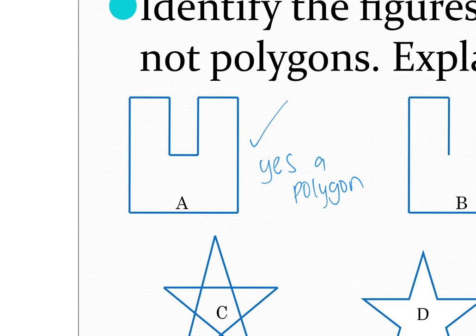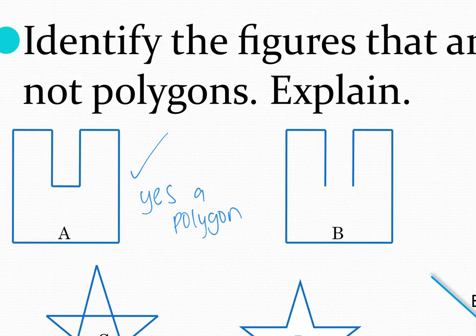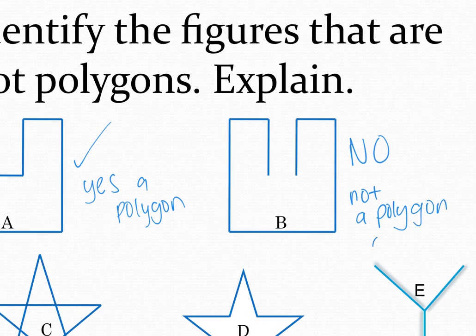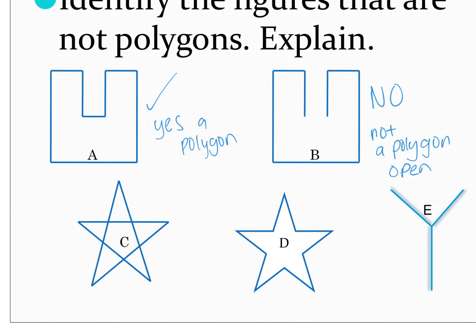We good? Take a look at B. What's different about B, guys? It's open. So if it's not closed, is it a polygon? Put a big fat no. Not a polygon. And just write a note to yourself that it is open. Okay? Then take a look at C.